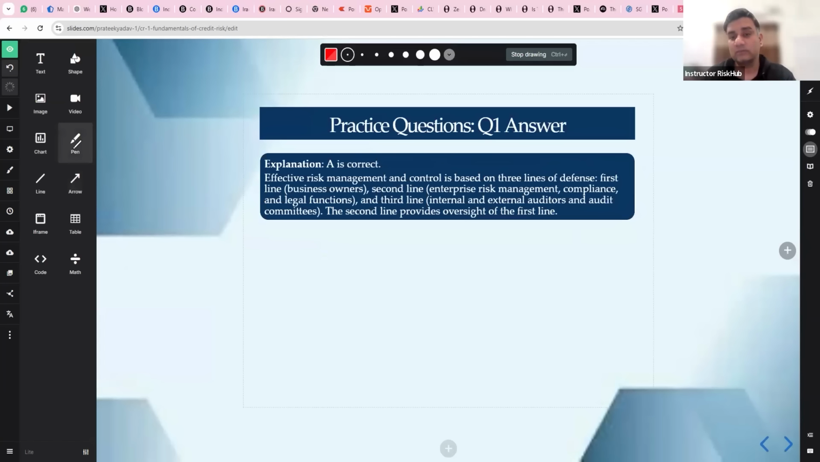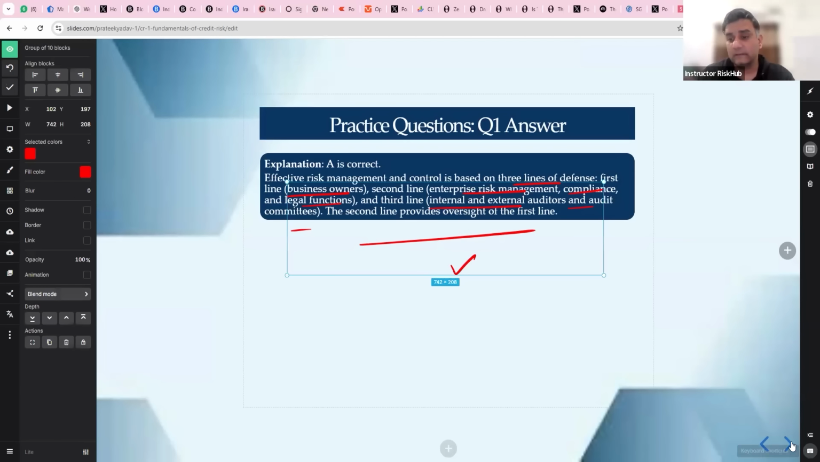Effective risk management control is based on 3 lines of defense. First is the business owner. Second is your enterprise risk management, compliance, and legal functions. And third line is internal and external auditors and audit committee. The second line provides the oversight on the first line. Okay, perfect. Right.